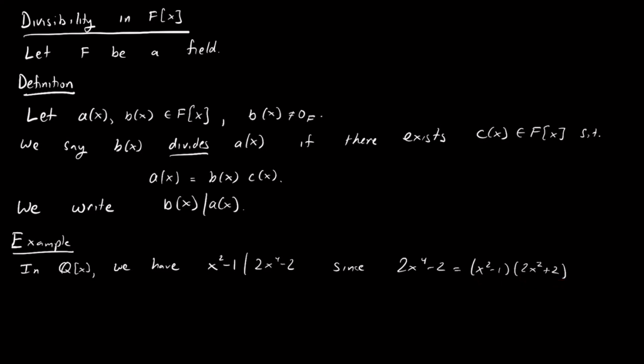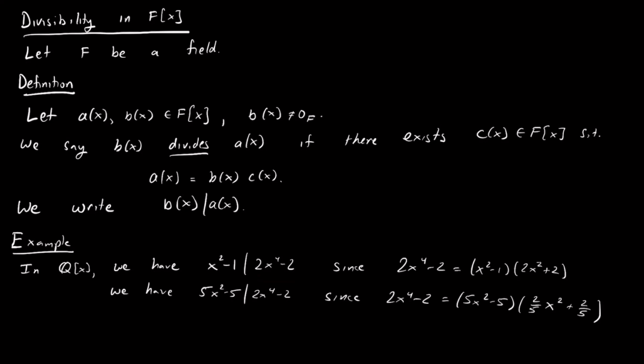We might also notice that any multiple of x^2 - 1 is going to divide 2x^4 - 2. For example, 5x^2 - 5 also divides 2x^4 - 2. We have 2x^4 - 2 = (5x^2 - 5)(2/5 x^2 + 2/5). In some sense, I've introduced a factor of 5 over here at the expense of introducing a factor of 1/5 over here. We'll keep this idea in mind because we'll need it for a proof in a minute. So these are two examples in Q[x].